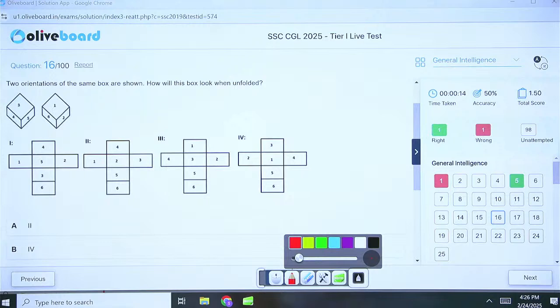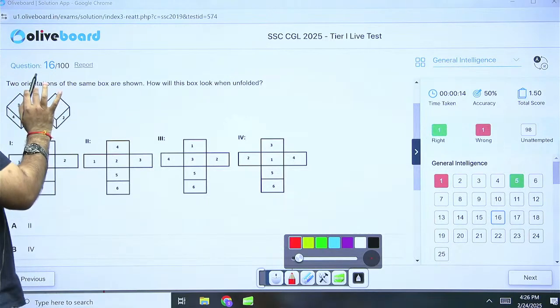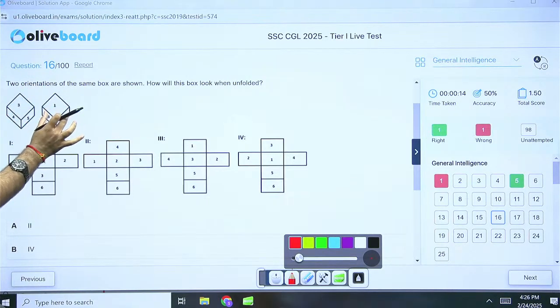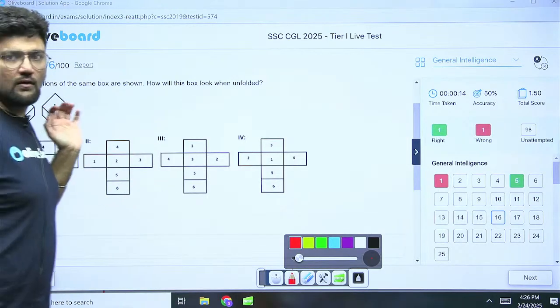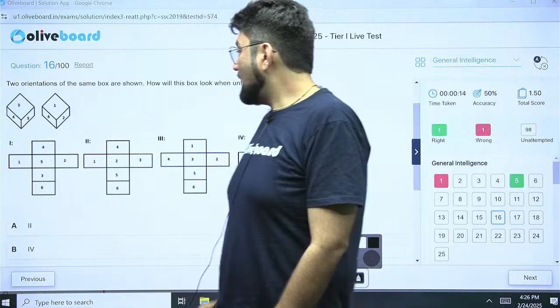Come on. Okay, what is happening here? See, there are 2 orientations of the same box which are given. And when you open this box, you have to find out which chart follows. Cool. Now see, look at the charts only.